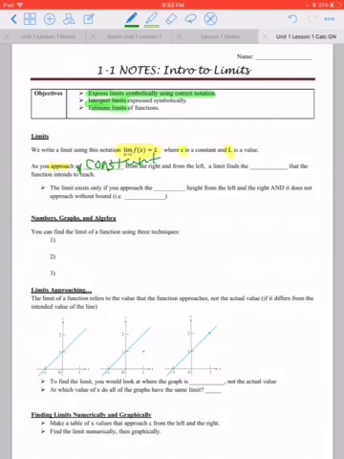From the right and from the left, a limit finds the value that the function intends to reach. Okay? So the limit exists only if you approach the same height from the left and the right, and it does not approach without bound. So if it's approaching without bound, that would be infinity. We'll talk more about the left and the right limits later.